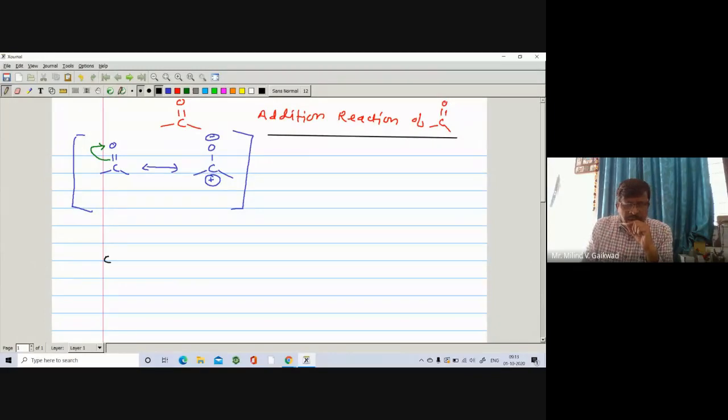Suppose you are having such a type of carbonyl compound. In general, it reacts with HZ, then it undergoes nucleophilic addition reaction and electrophilic addition reaction. So there are two types of mechanism. So we are interested in the nucleophilic addition reaction.